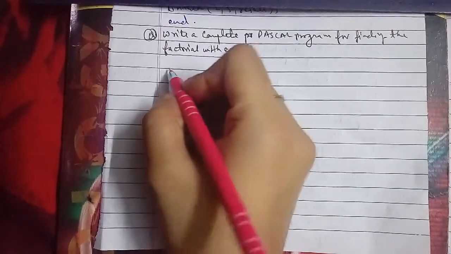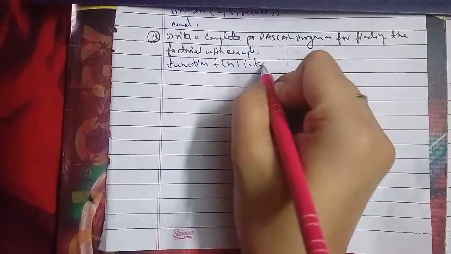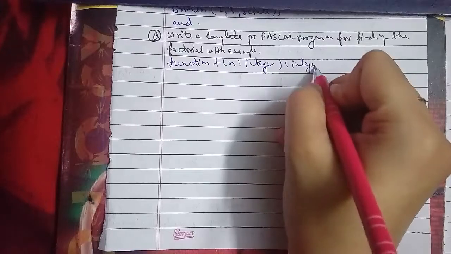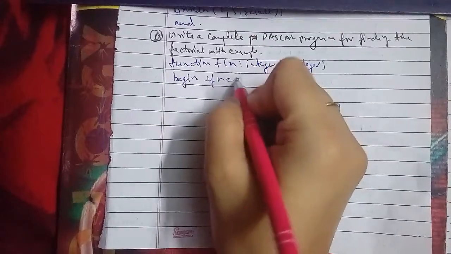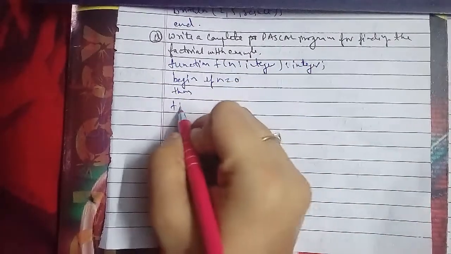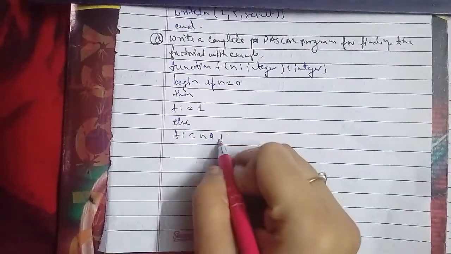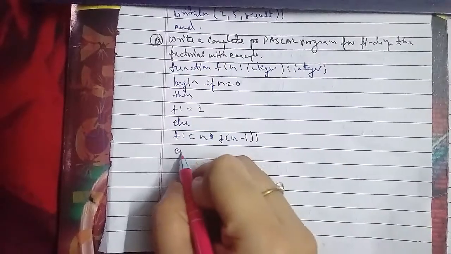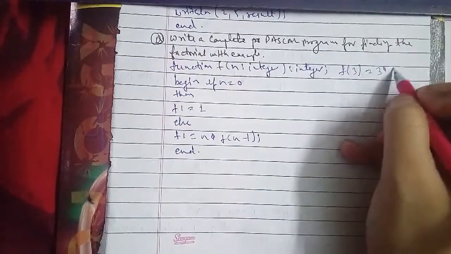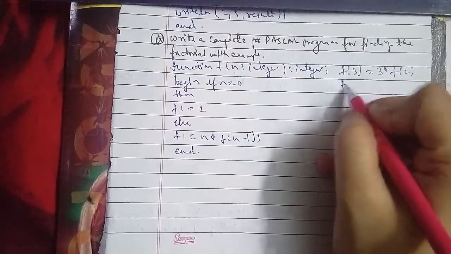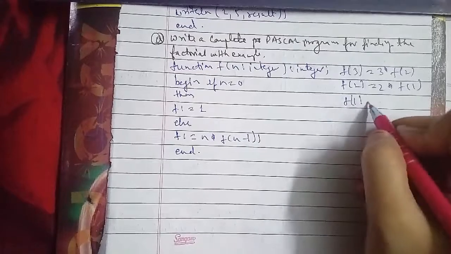begin if n = 0 then f := 1 else f := n * f(n - 1); end. For example, f of 3 equals 3 multiplied by f of 2, and f of 2 equals 2 multiplied by f of 1, and f of 1 equals 1 multiplied by f of 0, and of course f of 0 is 1, f of 1 is 1, f of 2 is 2, and f of 3 equals 6 here.